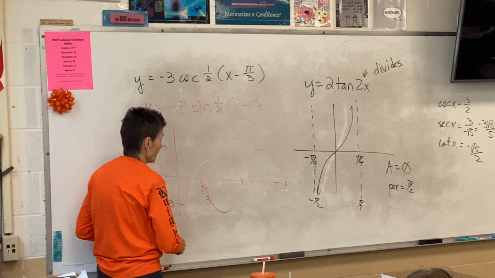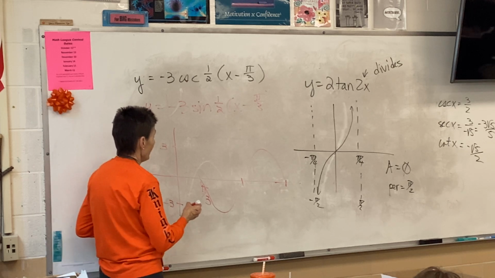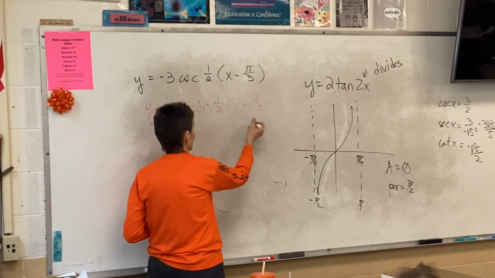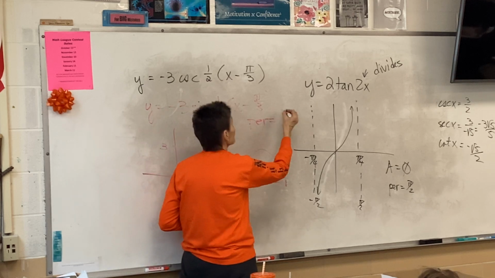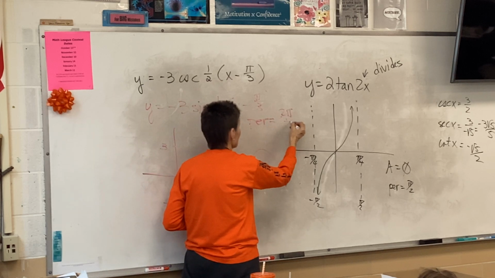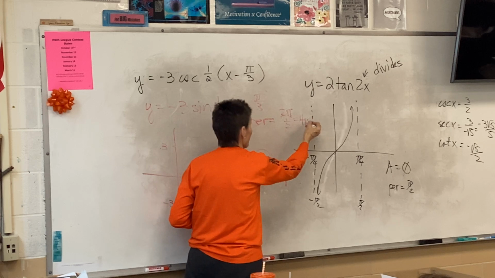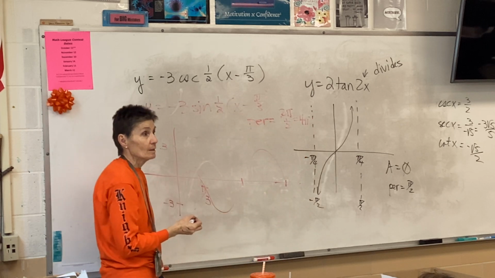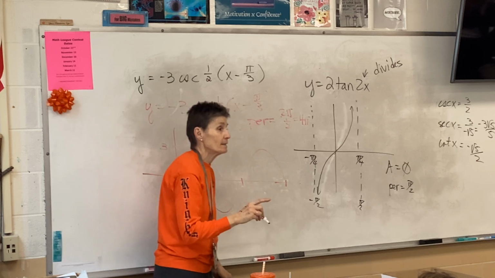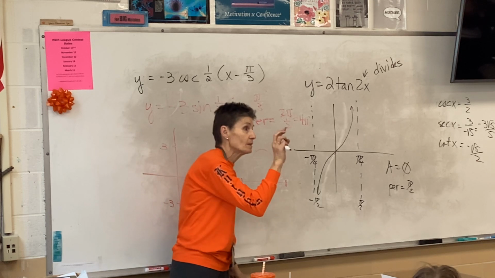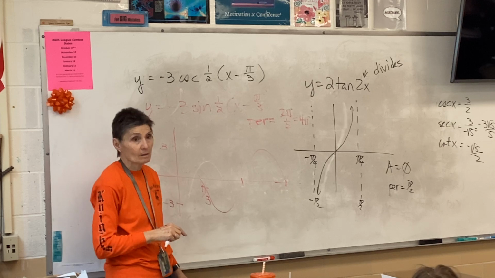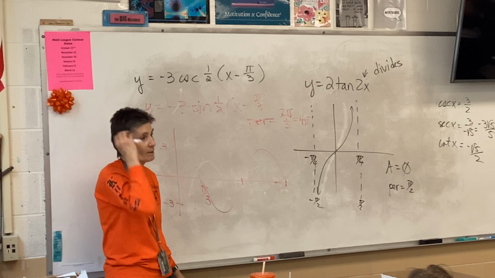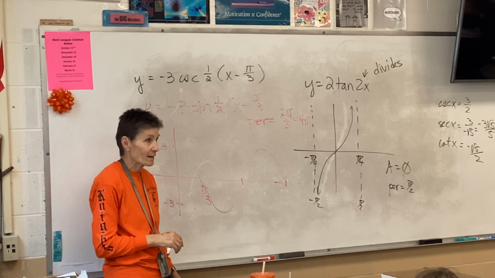So let's go ahead and figure out the labels. What's my period going to be? My period's going to be, careful, 2 pi divided by 1/2, which is 4 pi. Sine and cosine have a period of 2 pi. Tangent has a period of 1 pi. Oh my gosh, there's so much to remember. That's why we got to study every night.